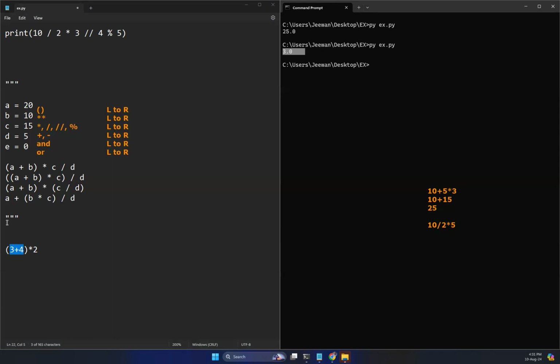Then what would be 3 minus 4 multiplied by 2? Minus 5. 3 minus, then 4 into 2 is 8, because first priority goes to multiplication. 3 minus 8 becomes minus 5. Yes, right.